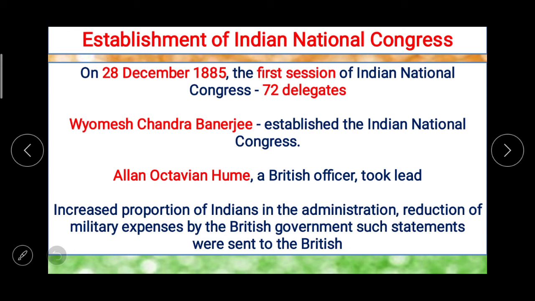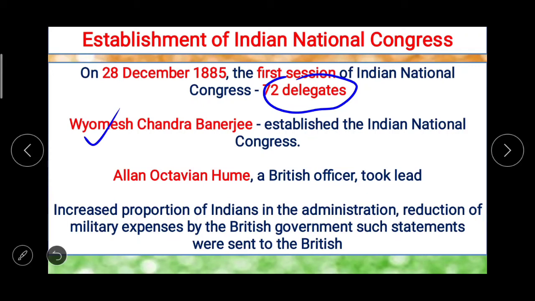Establishment of Indian National Congress, an important step in the history of India. On 28 December 1885, the first session of Indian National Congress was held at Gokul Das Tejpal Sanskrit School in Mumbai. 72 delegates from different provinces of India participated in this session, and Umesh Chandra Banerjee, a renowned lawyer from Kolkata, was the president. Umesh Chandra Banerjee was the president of this session. In this session, they established the Indian National Congress.